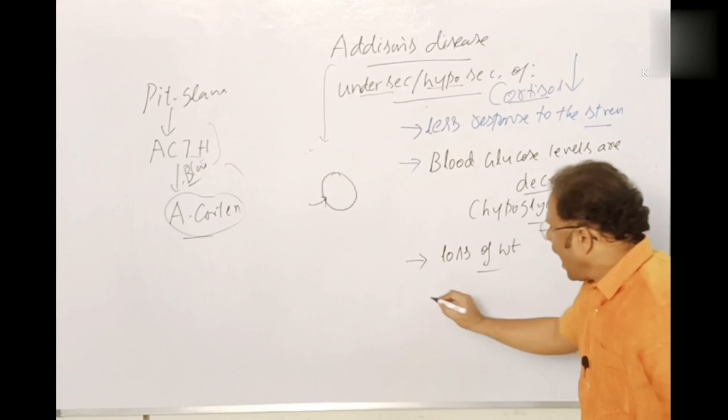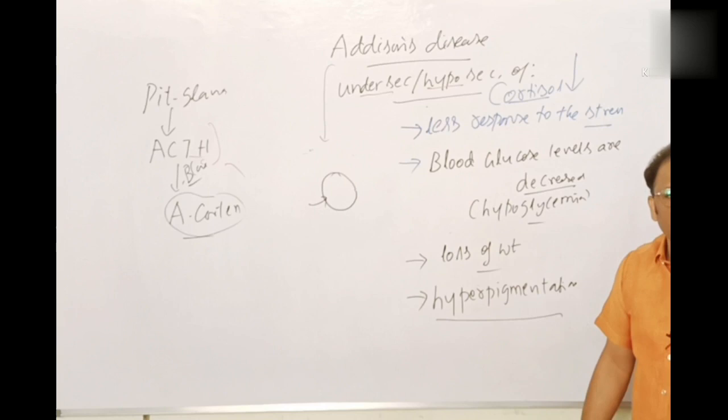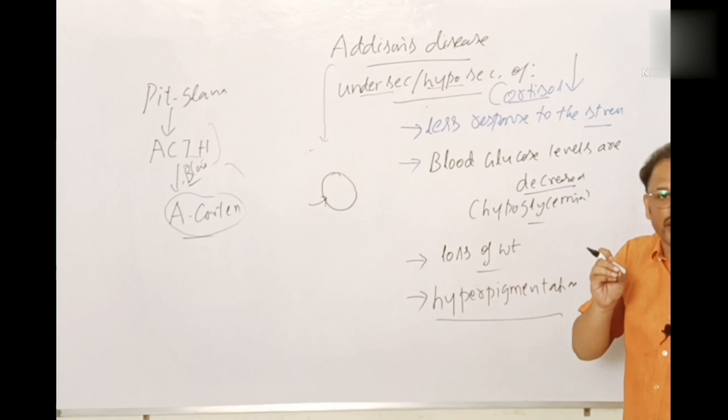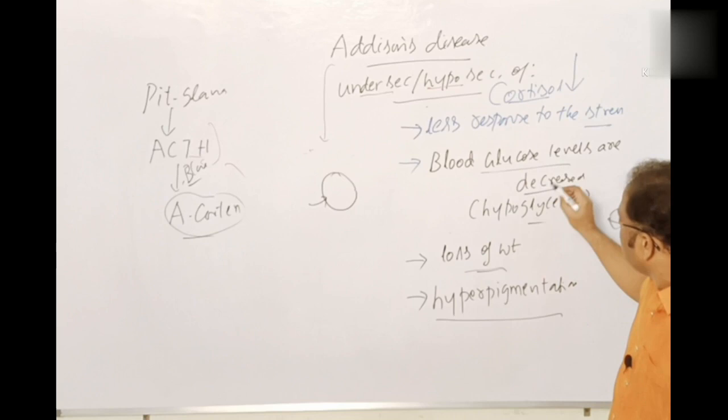And there is a development of hyperpigmentation of the skin. The skin shows more body pigmentation. The skin becomes dark in color, just like a bronze color. That is what was observed even in J.F. Kennedy. The skin has become bronze color because of the hyperpigmentation under the influence of Addison's disease. Okay, loss of weight. Blood glucose levels are decreased here, called hypoglycemia.